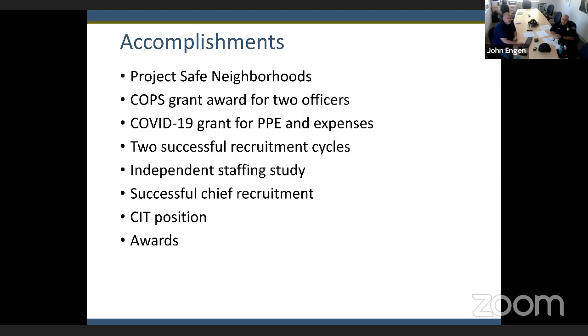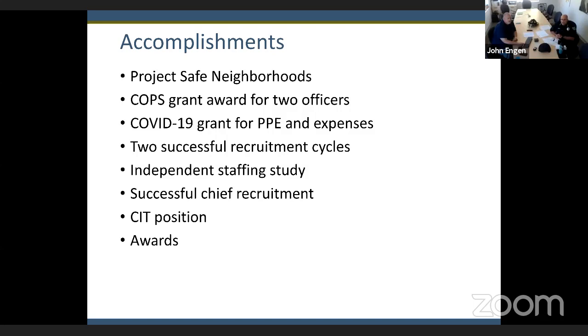We have six officers that graduated from the academy in June. They are currently out on the streets now in their field training cycle, and will be ready to go on their own in the next few months. That vacant position will be filled at the end of this month. So we will be at 114 uniform strength.